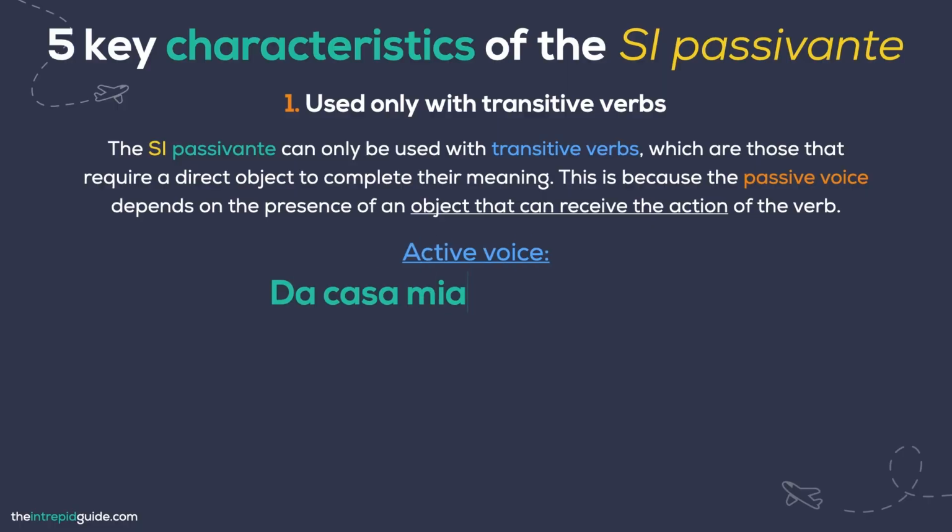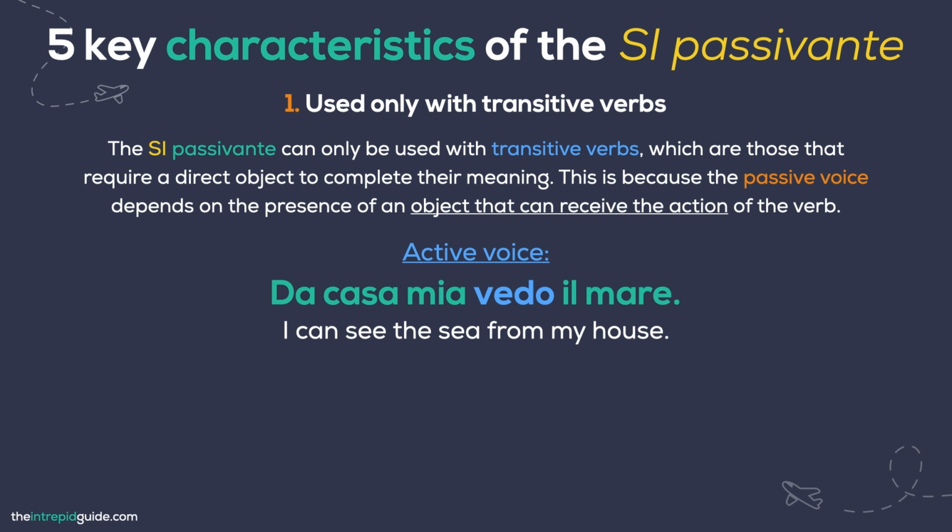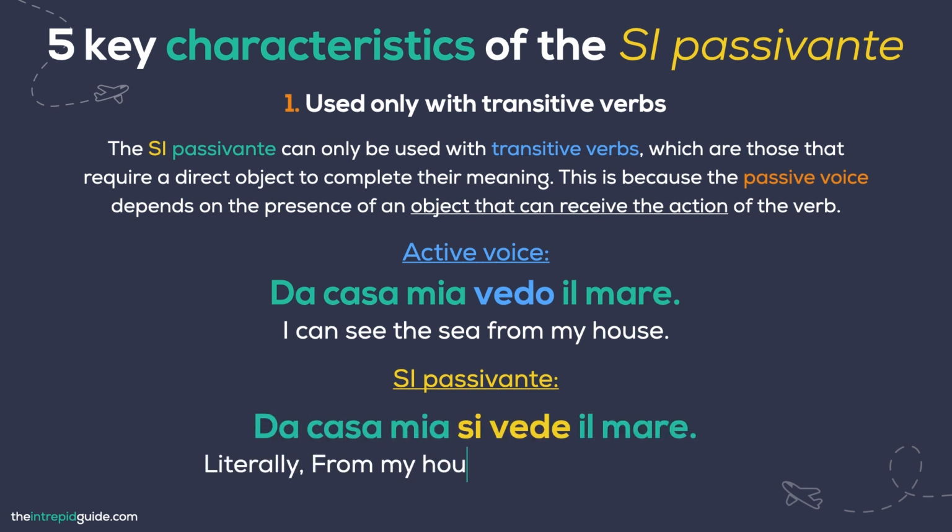Take a look at this example. Active voice. "Da casa mia vedo il mare." I can see the sea from my house. With the Si Passivante, it becomes, "Da casa mia si vede il mare," literally, from my house, the sea can be seen. In this case, vedere, to see, is a transitive verb with il mare, the sea, as its direct object. In the passive construction, the object becomes the subject of the sentence and the action is described as occurring to it.